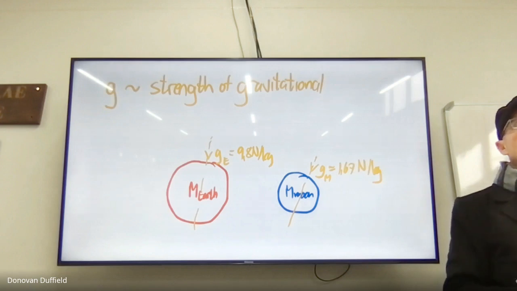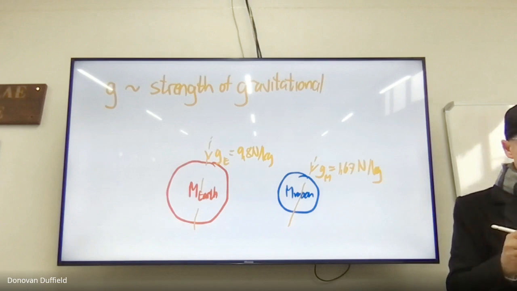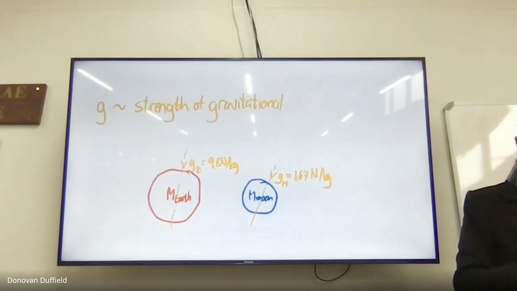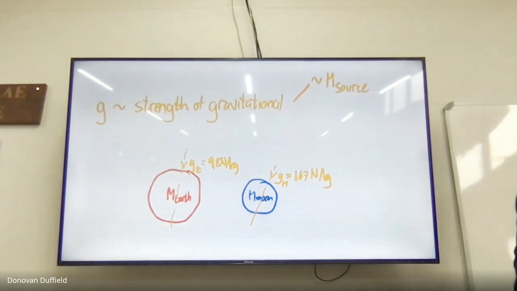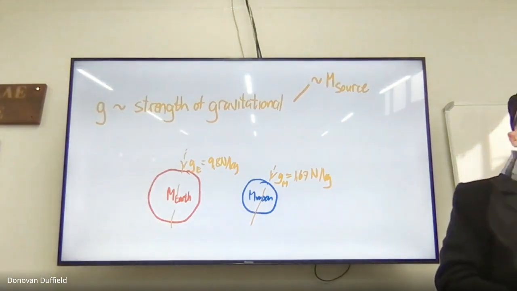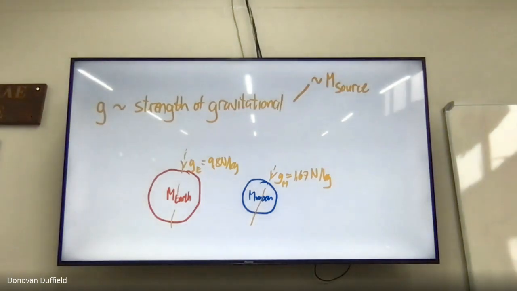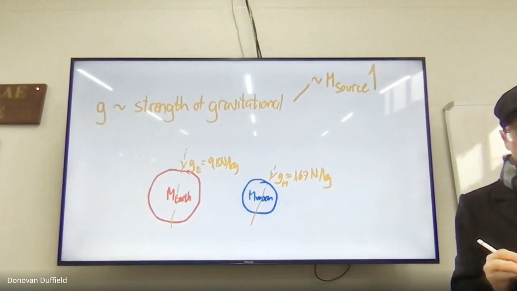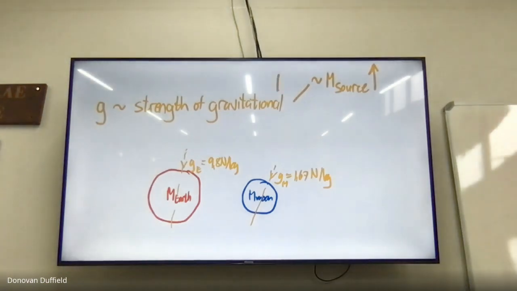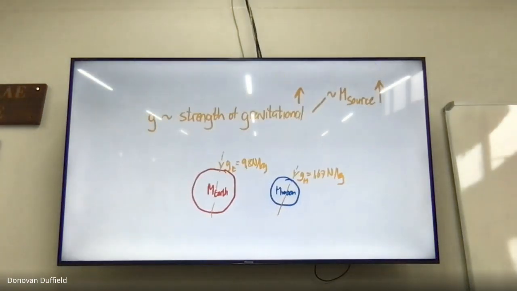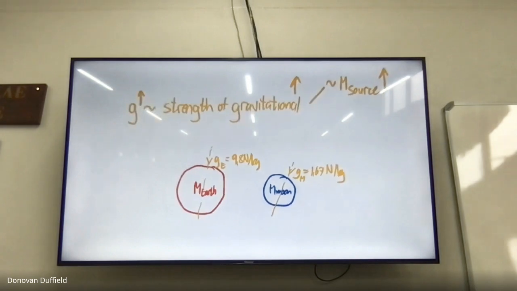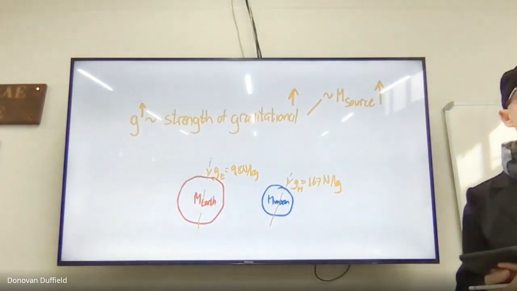There's definitely a size difference, but there's also a mass difference. So we can say that this is dependent on the mass of the source of the gravitational field. The strength of the gravitational field is dependent on the mass of it. So the more mass, the stronger the gravitational field, the bigger the G value.